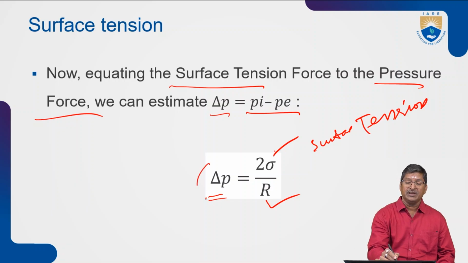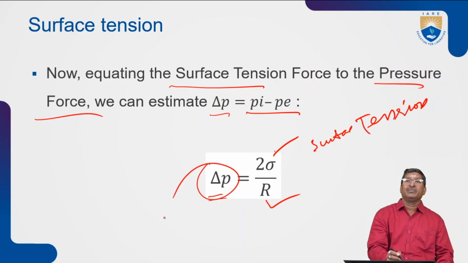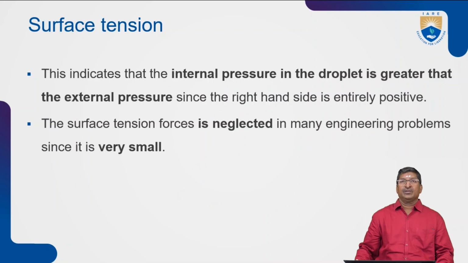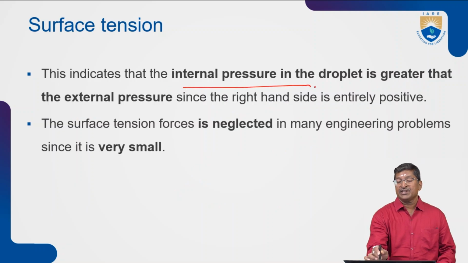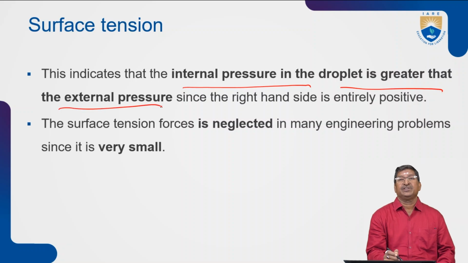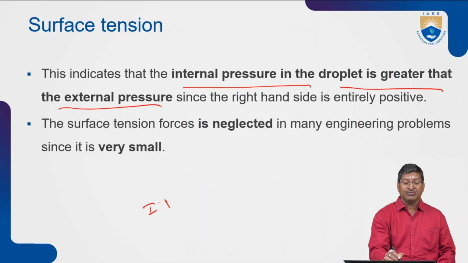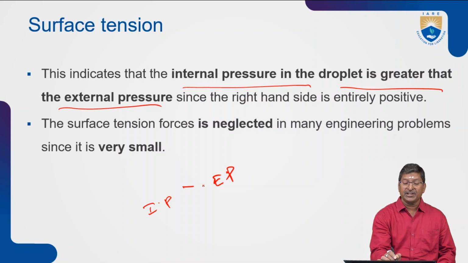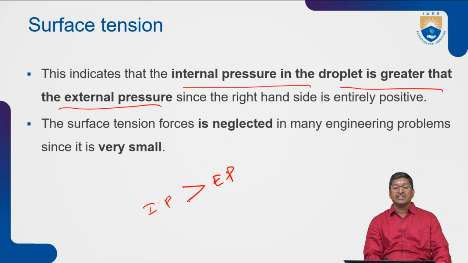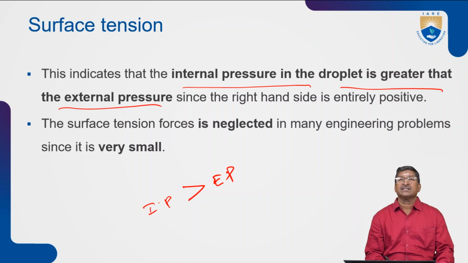So delta P is the difference of internal pressure and external pressure. So here you can see it indicates the internal pressure in the droplet is greater than the external pressure. Here internal pressure is there and external pressure is there. So what is this internal pressure and what is this external pressure?